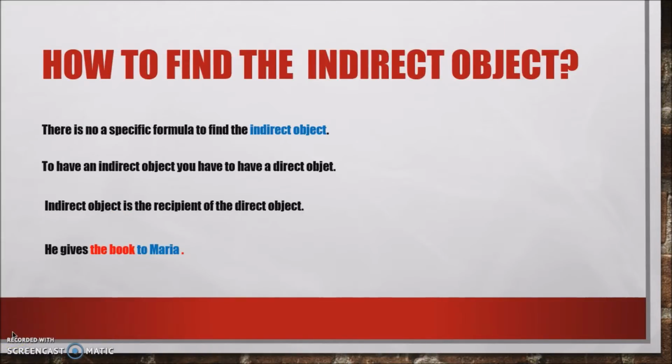How to find the indirect object? Well, there is not a specific formula to find the indirect object. To have an indirect object, you have to have, for sure, a direct object. If you don't have a direct object, you cannot have an indirect one. The indirect object is the recipient of the direct object. Here is an example to explain it better.